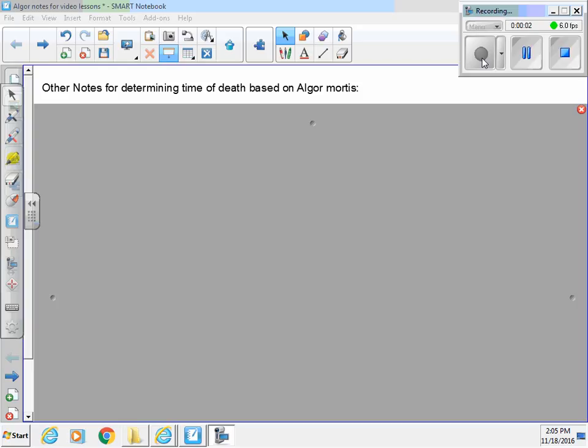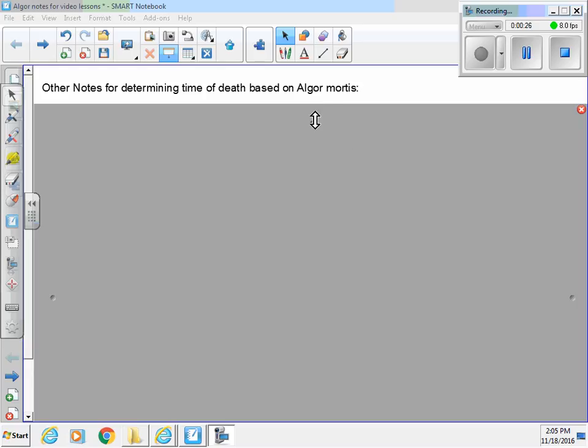Open your notes packet up after Algor Mortis. The top of your note says Other Notes, and those other notes are going to be the step-by-step process in order to determine time of death using Algor Mortis. So remember that Algor Mortis refers to liver temperature, and that will be taken by the medical examiner at the crime scene of the actual liver.